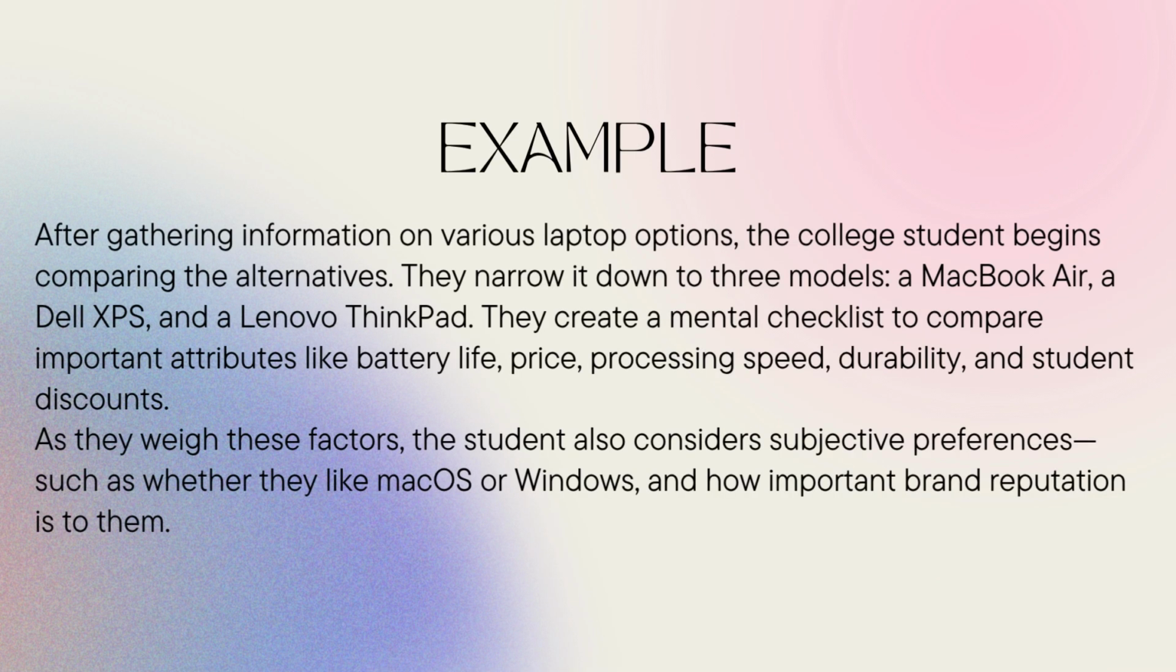With our example, after gathering information on various laptop options, the college student begins comparing the alternatives. They narrow it down to three models: a MacBook Air, a Dell XPS, and a Lenovo ThinkPad. They create a mental checklist to compare important attributes like battery life, price, processing speed, durability, and student discounts. As they weigh these factors, the student also considers subjective preferences, such as whether they like the MacBook OS or Windows, and how important brand reputation really is to them.